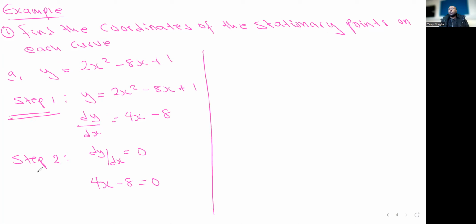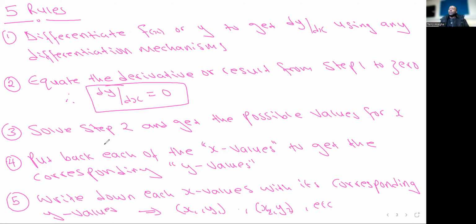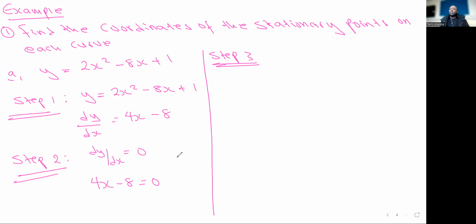Then we go to the next one. So this is step 1, step 2. So we're going to step 3 now. Step 3, we then have to solve to get the possible values of x. So we're going to solve for x. In some cases, you can get one value of x. In some cases, you can have 3 values of x, 2 values of x, depending on the equation you have. But in this equation, we are just having 4x minus 8. Because it's a linear equation, you're going to have only one value of x, okay?